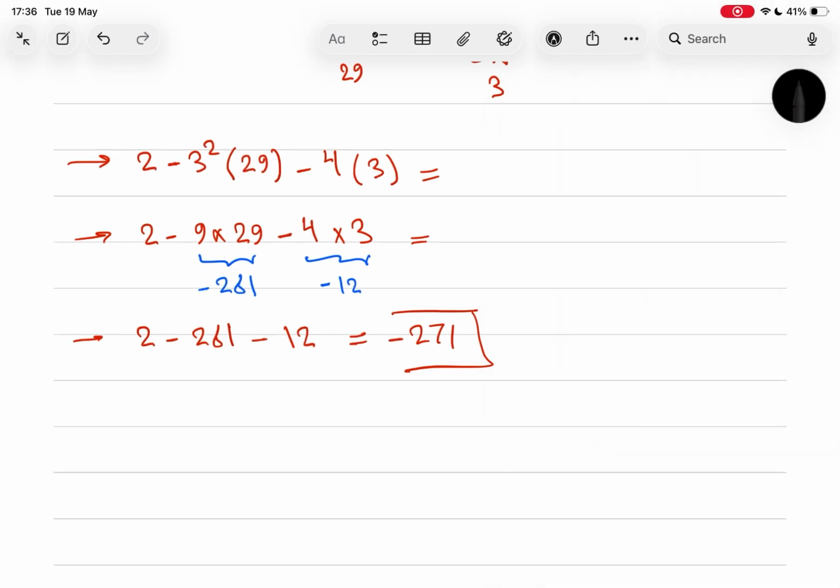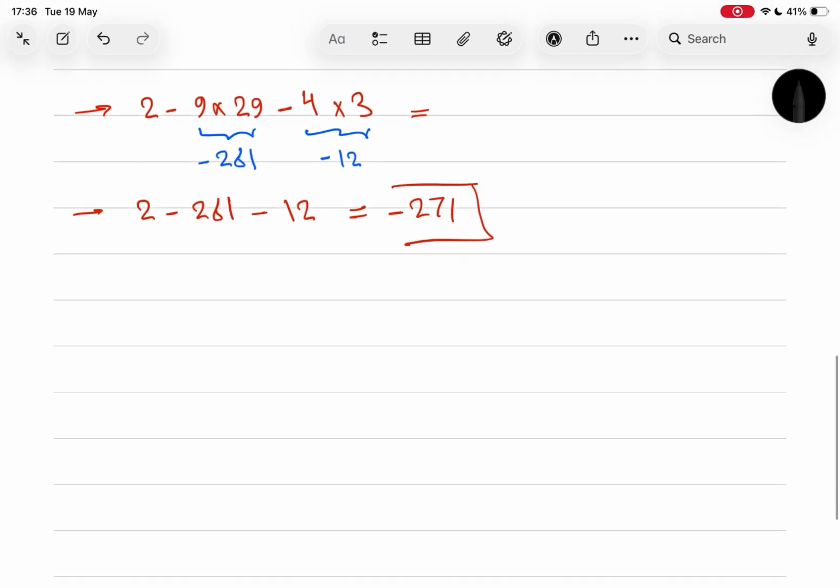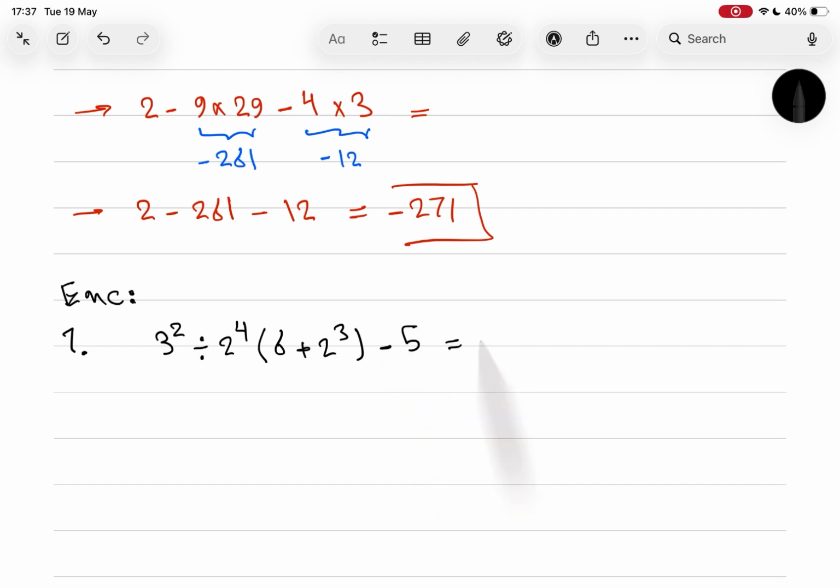Now, I will leave you with 2 exercises. Try solving them yourself, and write your answers in the comments. Exercise 1. 3 squared, divided by 2 to the power of 4, multiplied by 6, plus 2 to the power of 3, minus 5.